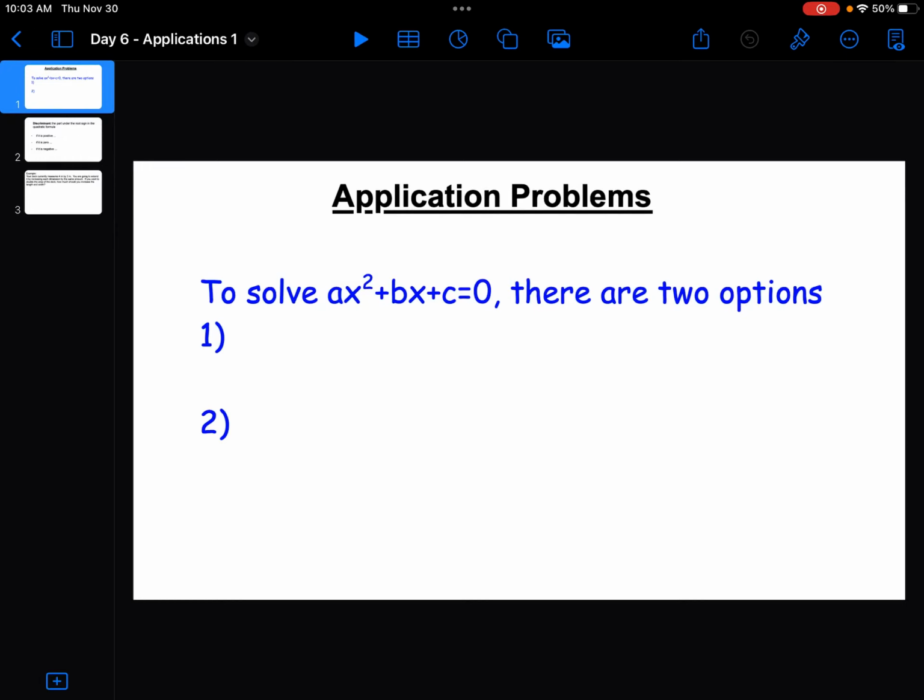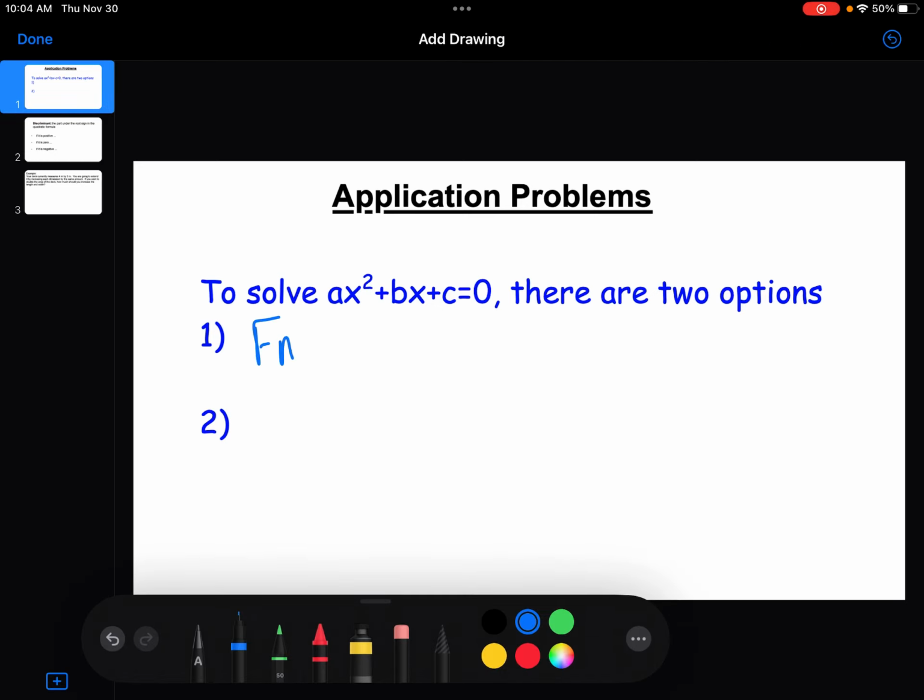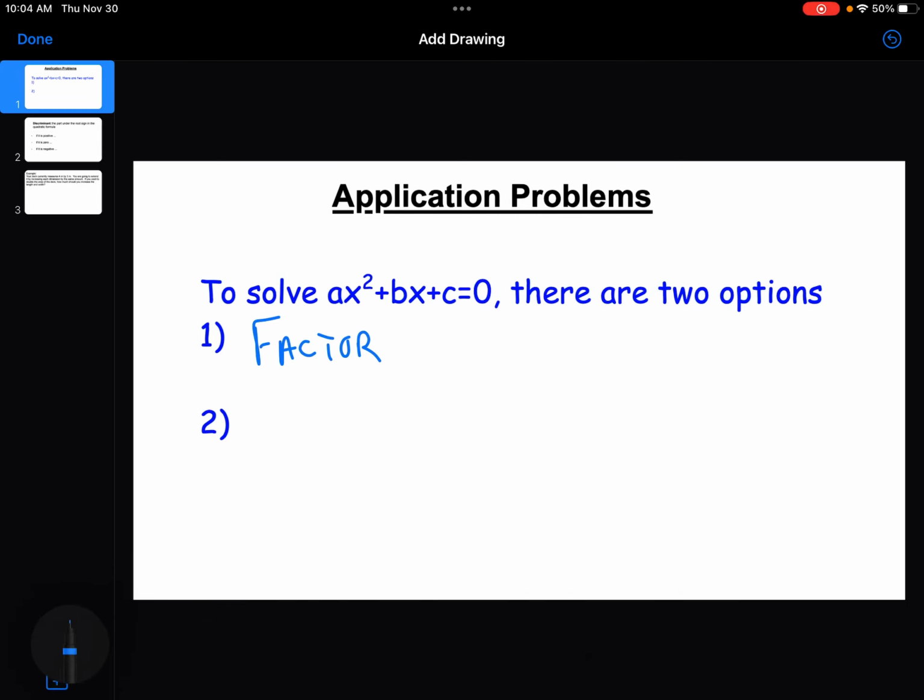When we're looking at application problems with quadratics, there's really only two options to solve now. We used to solve using graphing as one of our options, but more or less we're either going to factor, so solve by factoring and then each bracket is going to become 0, or we're going to use the quadratic formula.